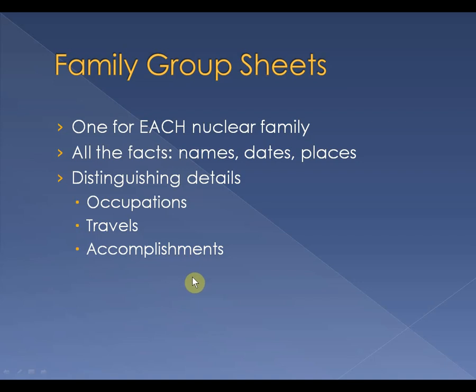Family group sheets. You'll want to have one for each nuclear family, and this will list all of the dates, the places where events occurred, the distinguishing characteristics that are going to be so important for separating your ancestor from another of the same name.